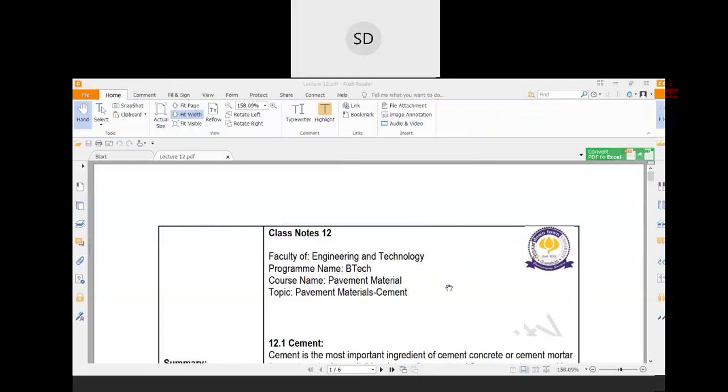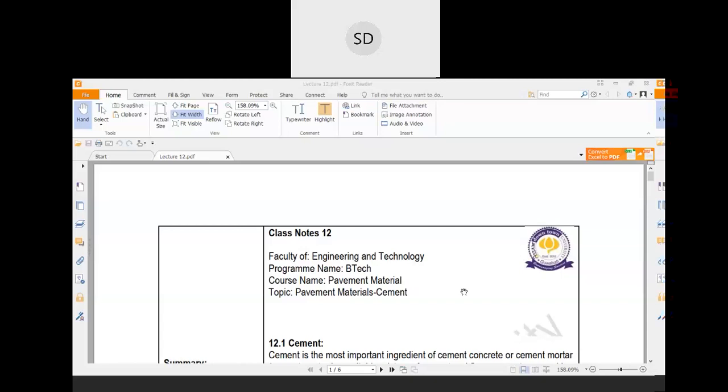So in our previous class, we discussed different aggregate properties, different tests on the aggregate particles, what the different types of tests are, how to find out different properties of the aggregate, and the batch mixing problem. Okay, now in this class, we will discuss cement as a pavement material.